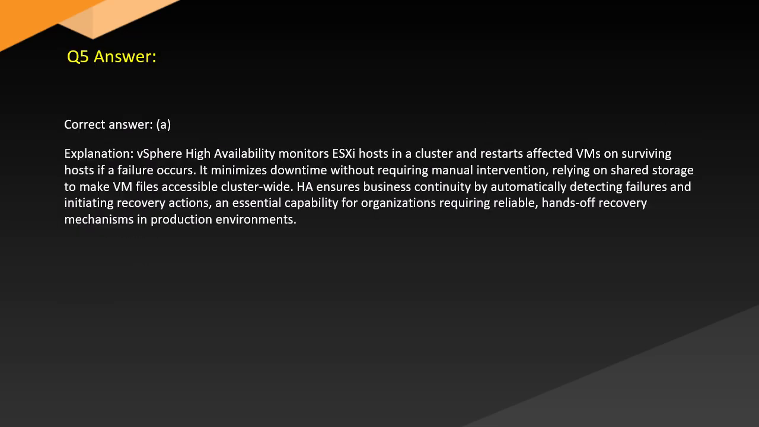Answer. Correct answer: A. Explanation. vSphere High Availability monitors ESXi hosts in a cluster and restarts affected VMs on surviving hosts if a failure occurs. It minimizes downtime without requiring manual intervention, relying on shared storage to make VM files accessible cluster-wide. HA ensures business continuity by automatically detecting failures and initiating recovery actions, an essential capability for organizations requiring reliable hands-off recovery mechanisms in production environments.